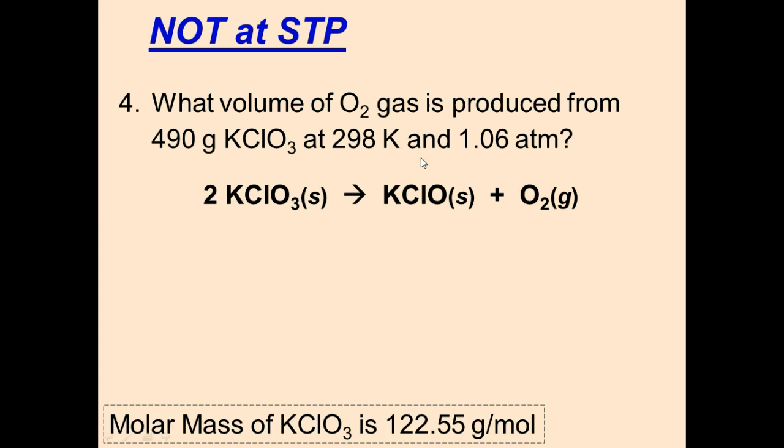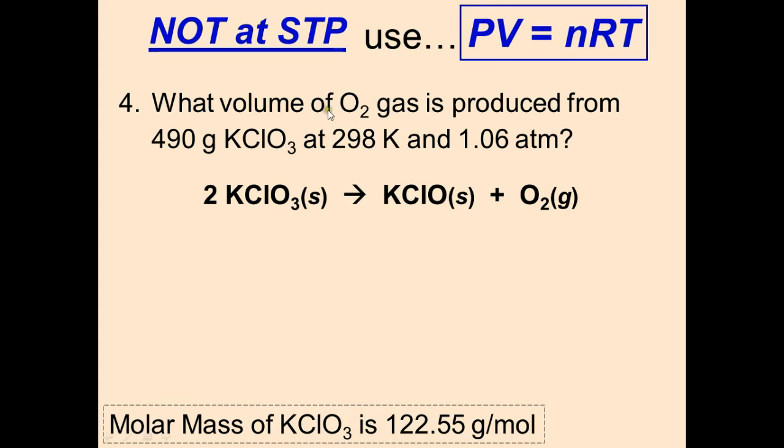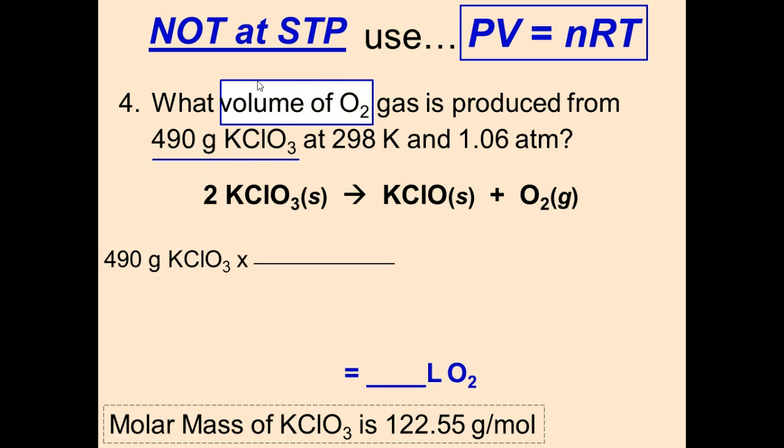1.06 atm? On the side of the paper, you can write that we want volume of O2, and when it's not at STP, by the way, we have to use PV equals nRT somewhere in this conversion. So off to the side, we write liters of O2. And then we have 490 grams of KClO3, so that's what we're going to start with. And we're going to work our way slowly towards PV equals nRT and then get the final answer.